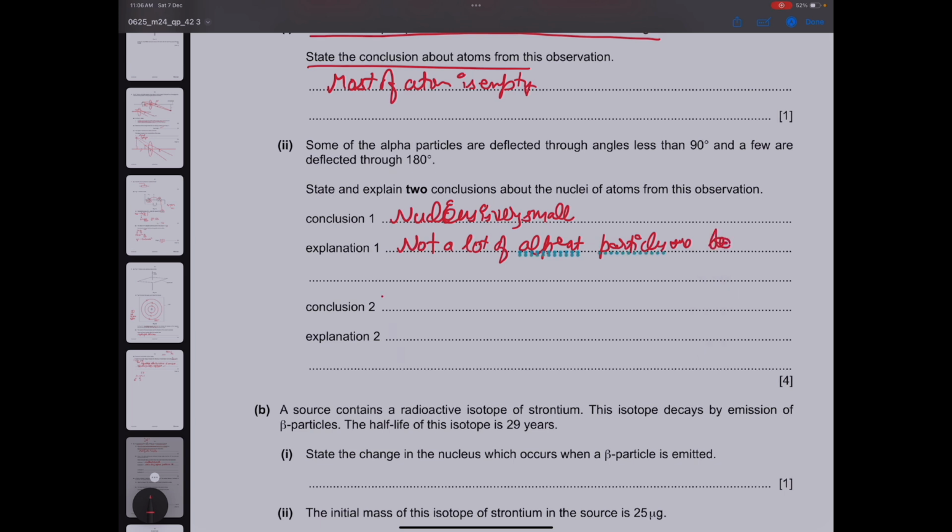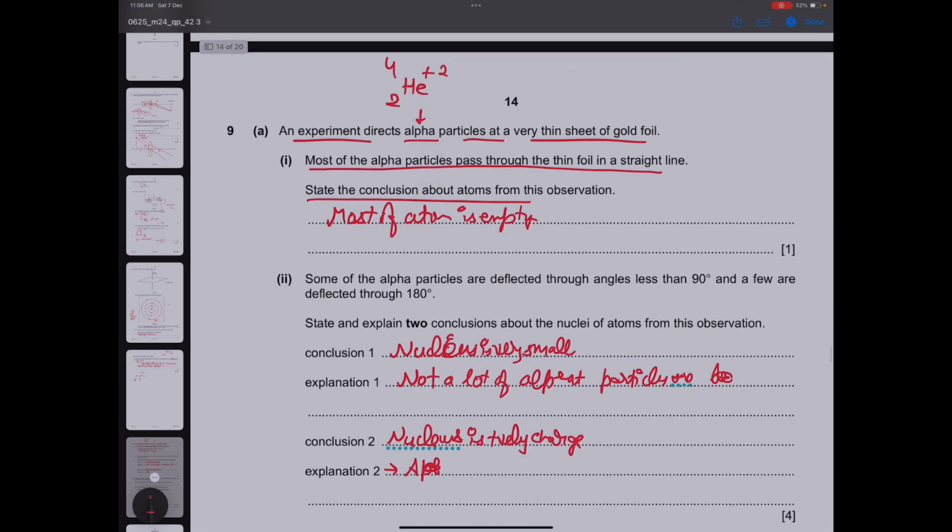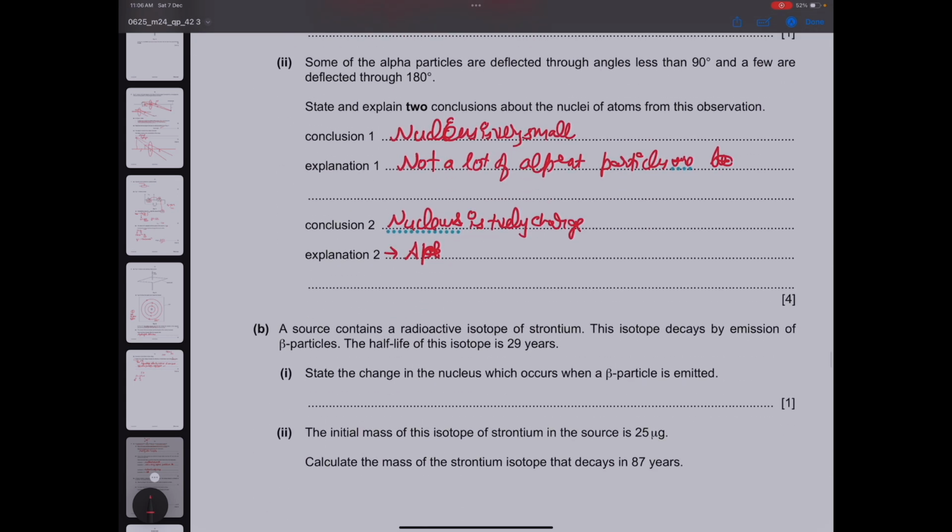In conclusion too, you can just mention that nucleus is positively charged. This is the conclusion we draw from this experiment. From this experiment, we got to know that nucleus is positive in charge. So nucleus is positively charged. This is the conclusion. Now, what supports this? Because alpha particles are positive charge, just like I mentioned on the top, it is helium's nucleus with two protons. So, alpha particles are positively charged and the force is repulsive. This is what you need to mention here.